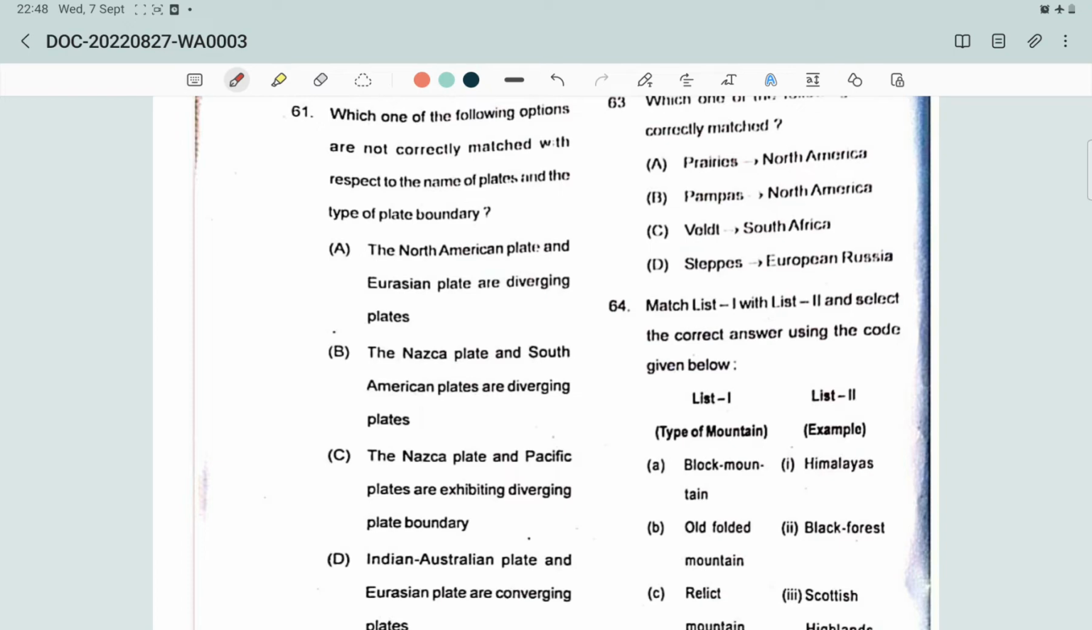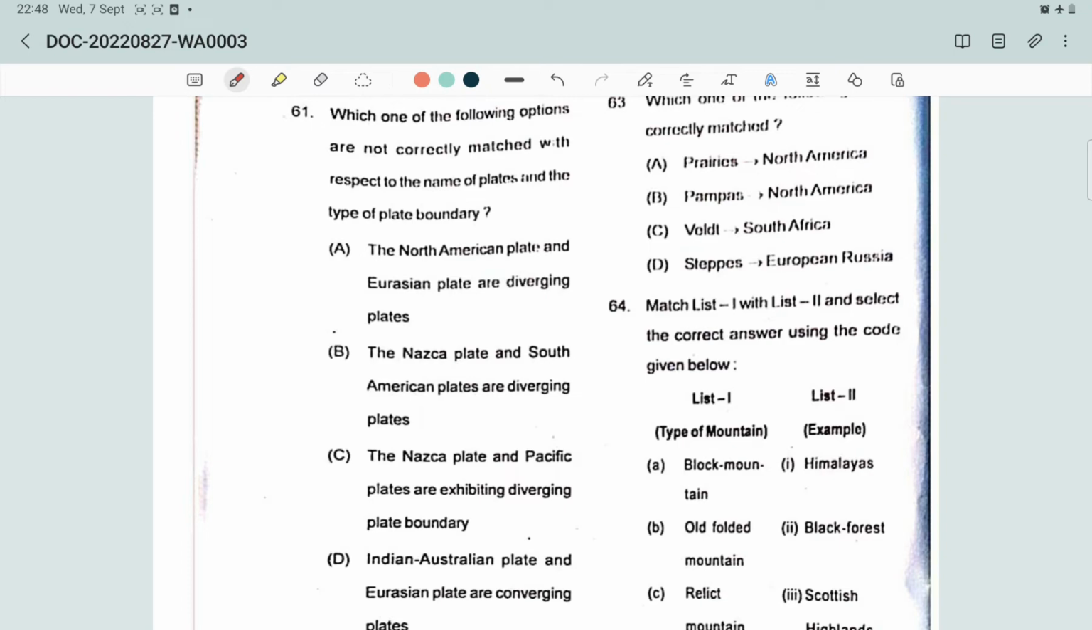Let's start with question number 61 now. And the first question here: which one of the following options is not correctly matched with respect to the name of the plates and type of plate boundary? Now let's check the statements one by one.